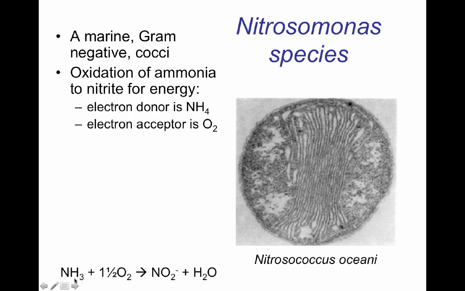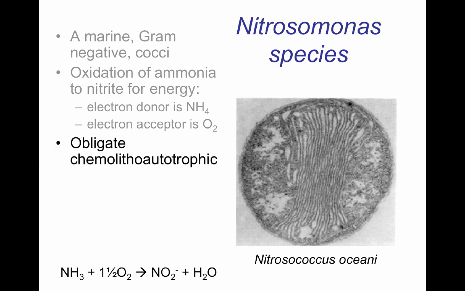Here is the ammonia. Over here is the ammonium ion, but here is ammonia. And it's going to take 1 molecule of ammonia and 1.5 oxygen molecules and give you a nitrite plus a water molecule. Since these reactions are happening oxygenic, they are going to involve electron transport. And notice inside the microorganism you have a very dense array of membrane, which is going to be required for increased surface area for the reactions to happen. So this is an obligate chemolithoautotrophic microorganism.